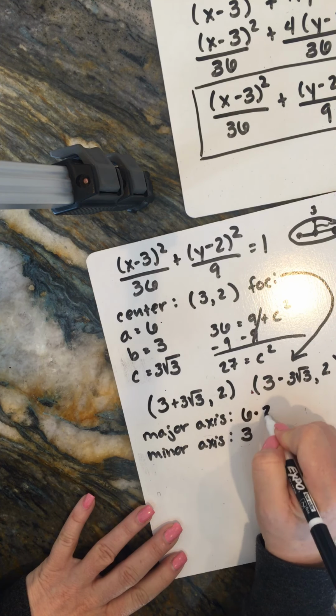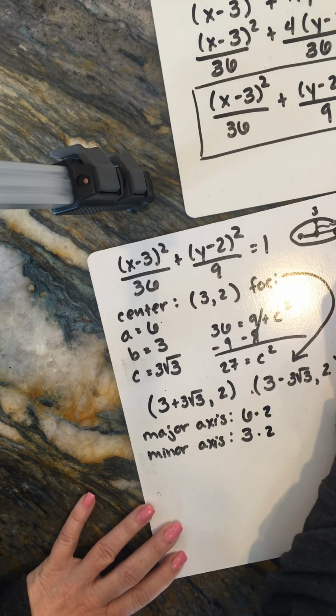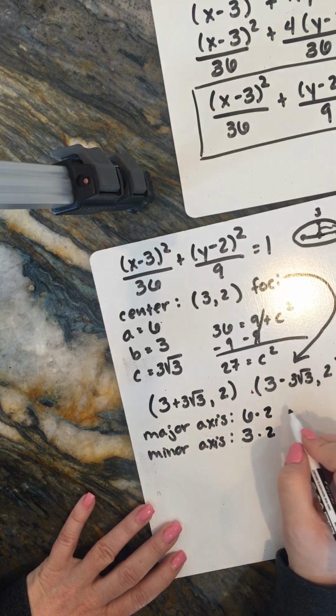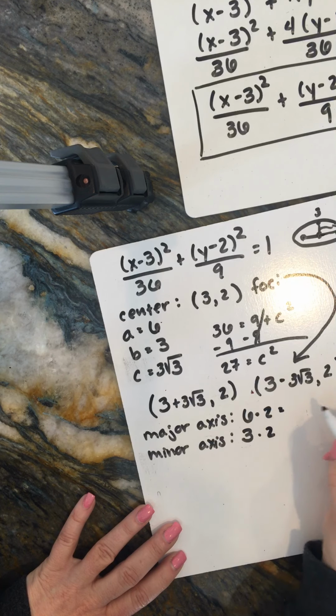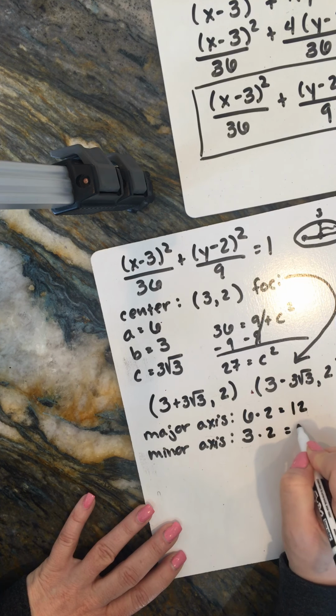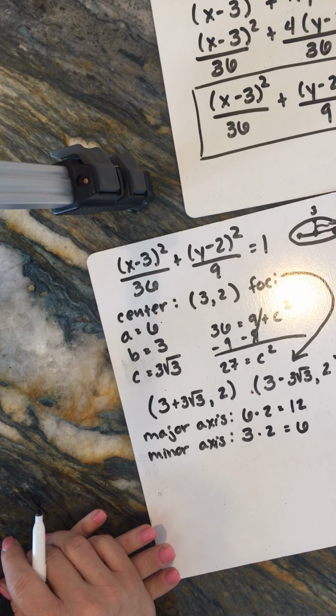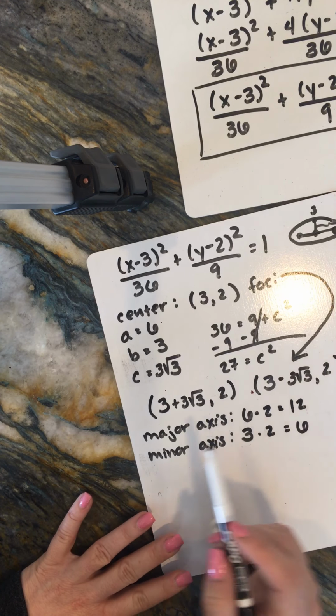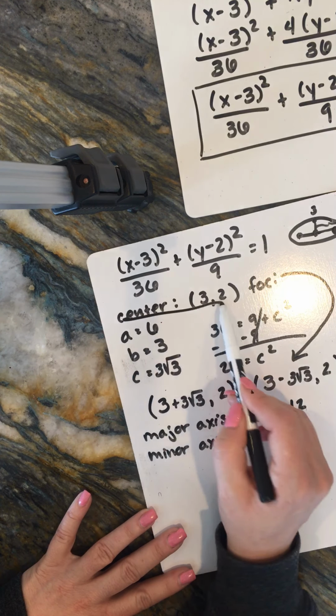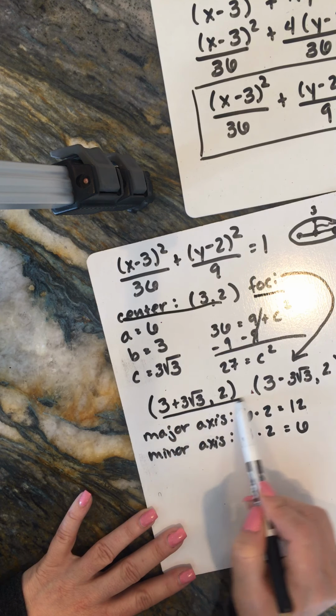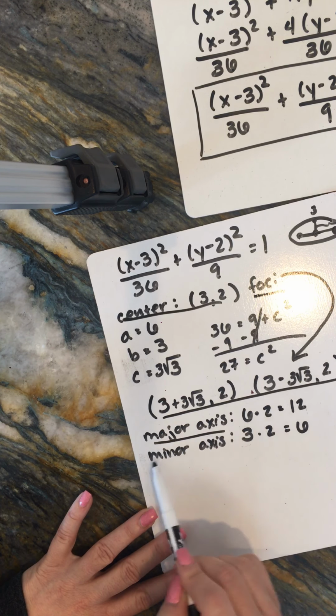Doubled, right? We got to double them because it's 6 units from the center over. So this will be 12 and this is 6. All right, I believe that answers all. Yep, that answers all the questions that it asked. So this is how you would find a center, foci, and then your major and minor axes.